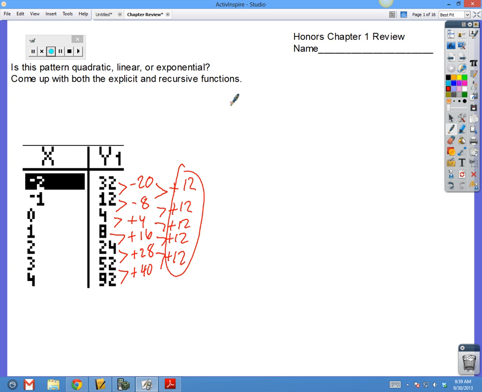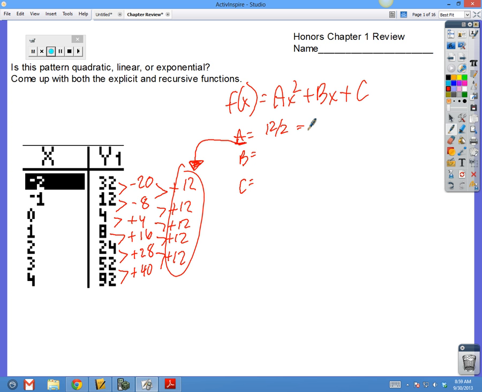If it's quadratic, I know the explicit function has to follow this form: ax squared plus bx plus c. Every single quadratic follows this form. A, b, and c are what I've got to find. If I can find a, b, and c, then I'm done. I know a comes from that constant change. A is going to be 12 divided by 2, so I know A is 6. C comes from your table, and it is going to be your y-intercept. So C is going to be 4.